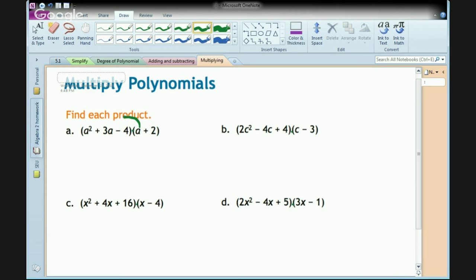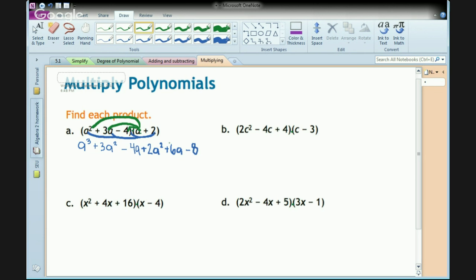So I'm going to start with the a, and I'm going to multiply everything in the other parentheses by a. So when I do that, I get a to the third power plus 3a to the second power minus 4a. So then I did the a, we're done with the a. Now I'm going to distribute the 2 to everybody. So it's going to be plus 2a squared plus 6a minus 8. Okay, so that was the multiplying part.